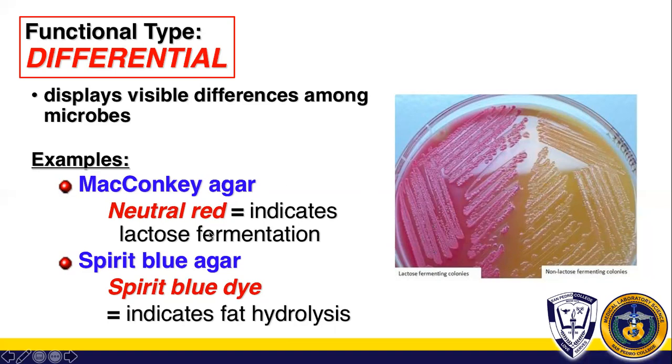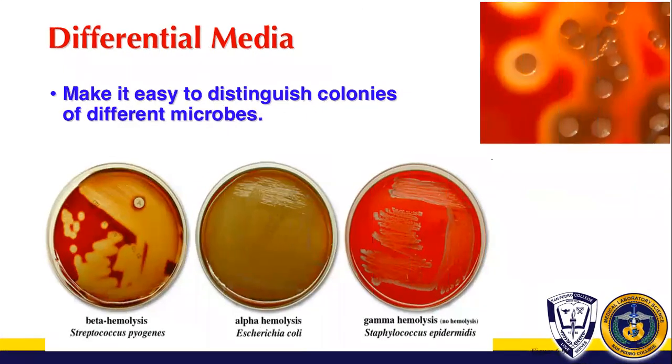Another example is the spirit blue agar, which contains a spirit blue dye and is widely used for identification of organisms that are able to utilize fats. Blood agar plate is also a differential media. It differentiates the hemolytic reactions of some microorganisms.